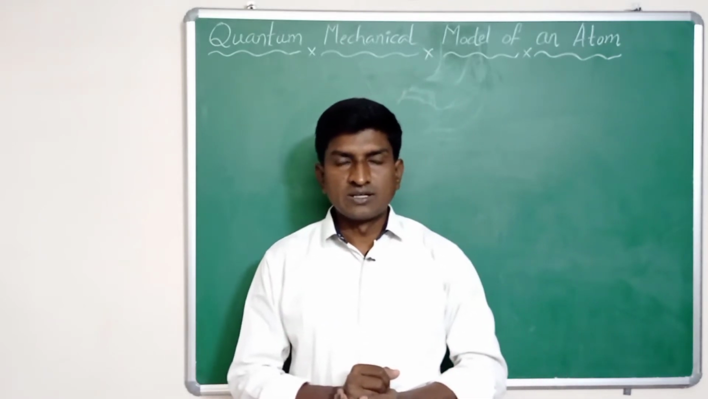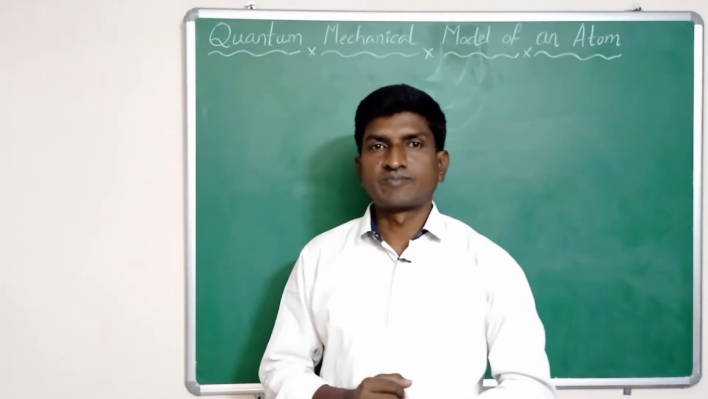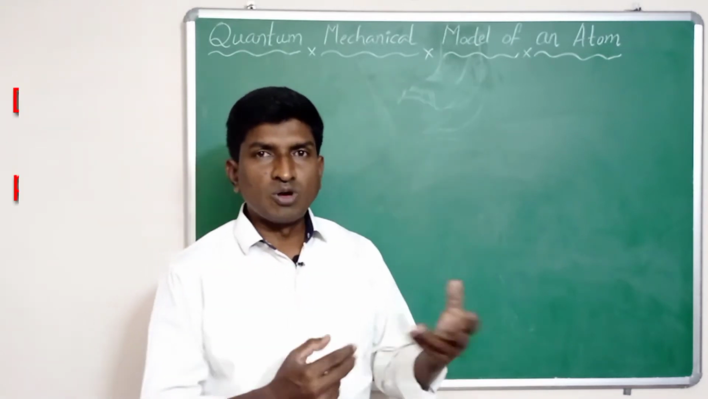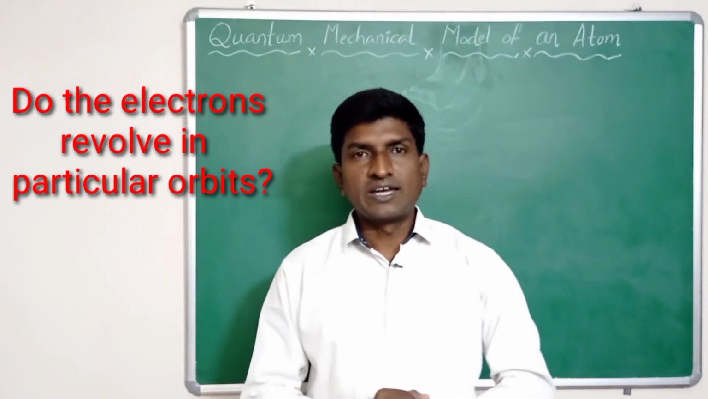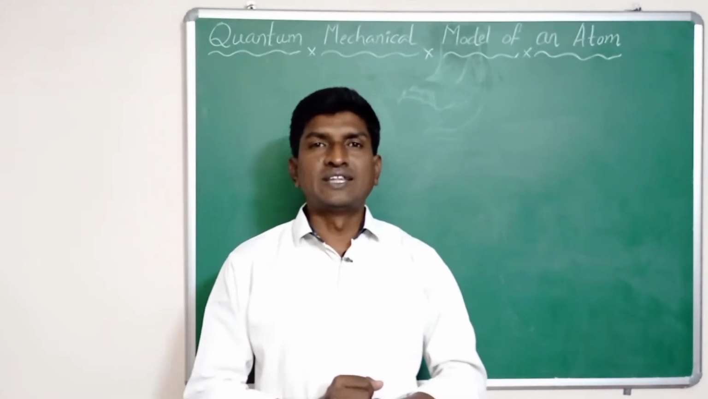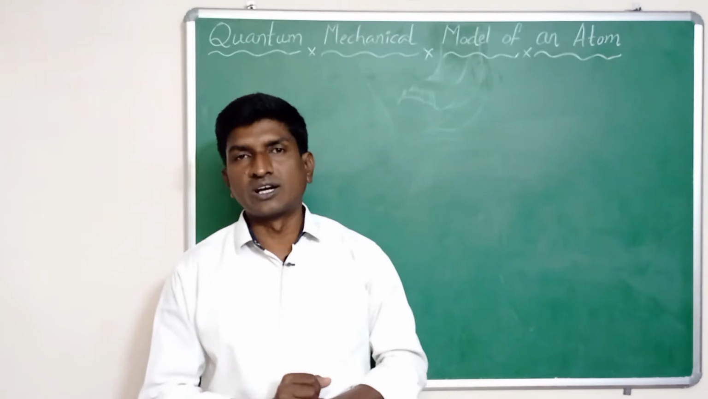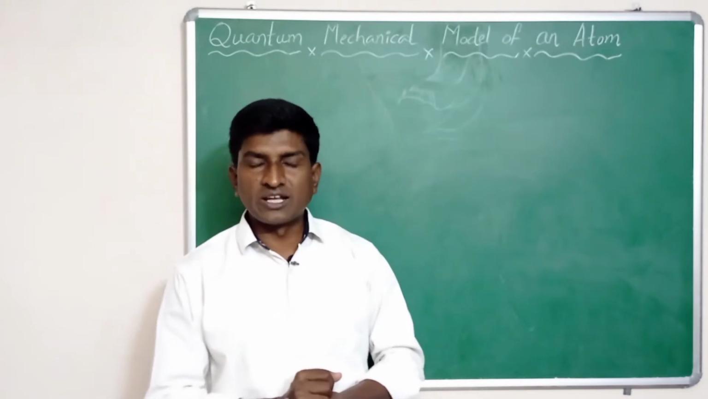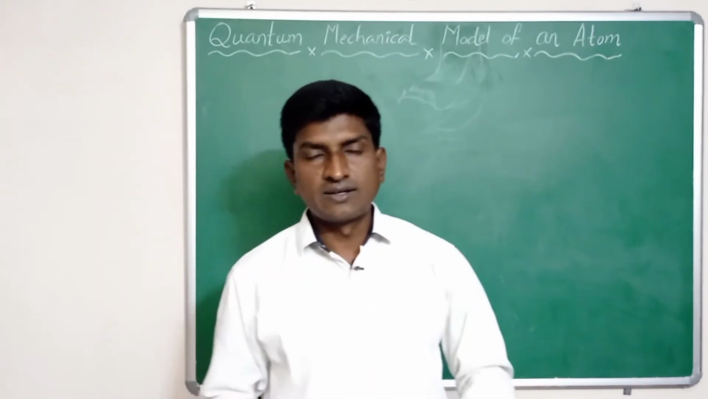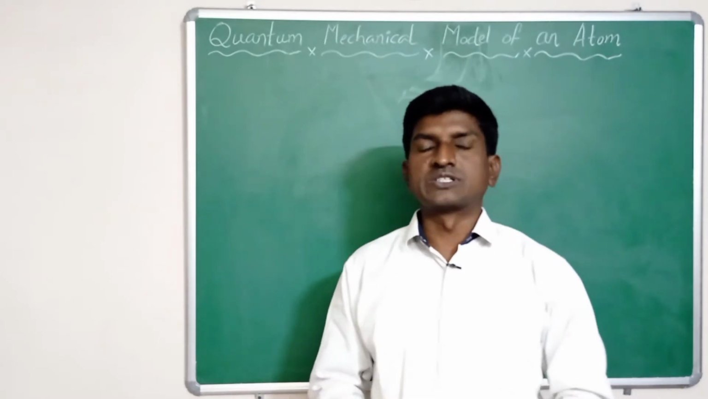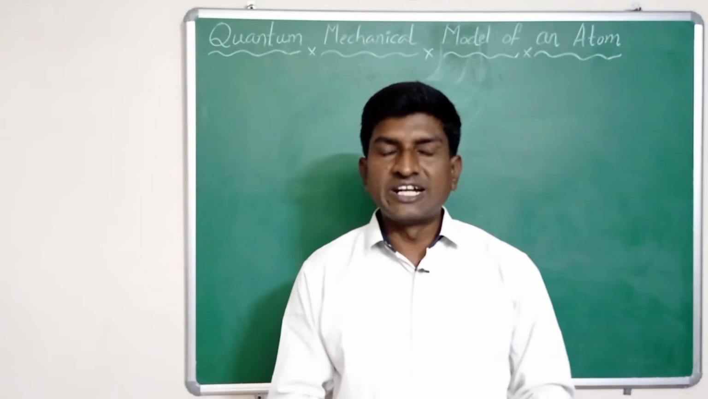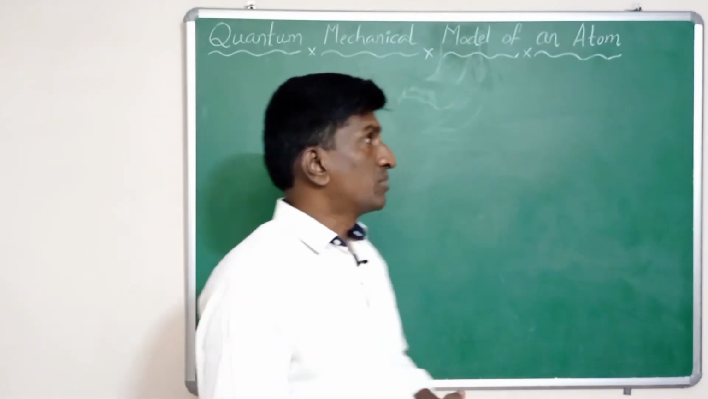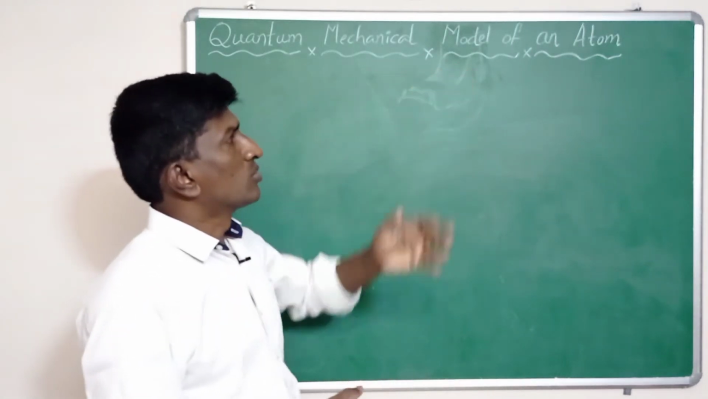So from this, some questions arise. Do electrons revolve in particular orbits? Exactly, the electrons are not revolving around the nucleus in particular orbits. Based on these observations, a new atomic model was introduced. That is nothing but the quantum mechanical model of the atom.